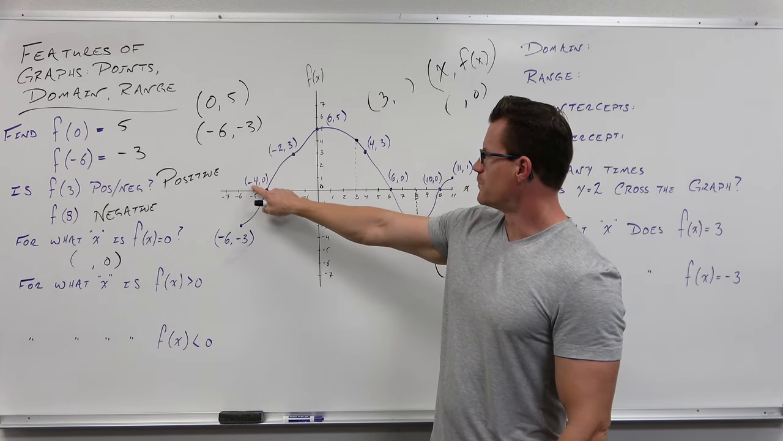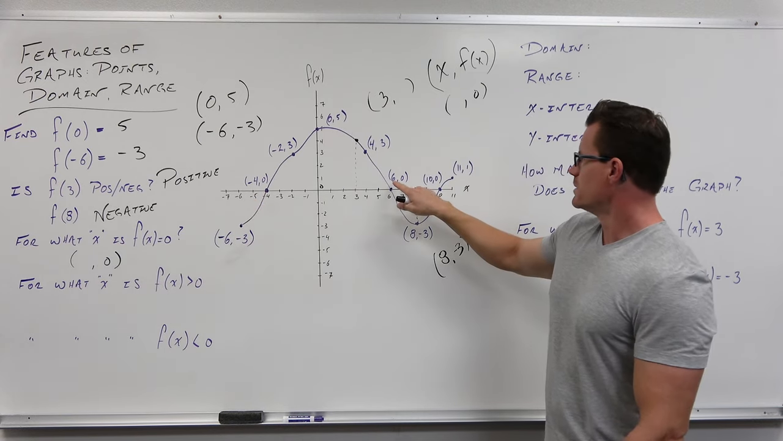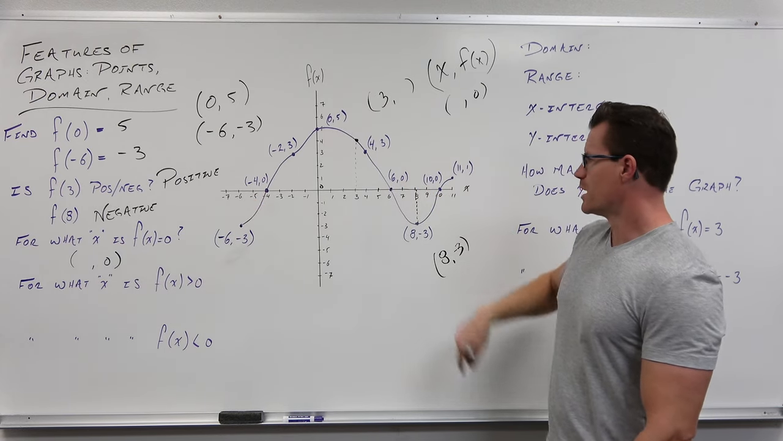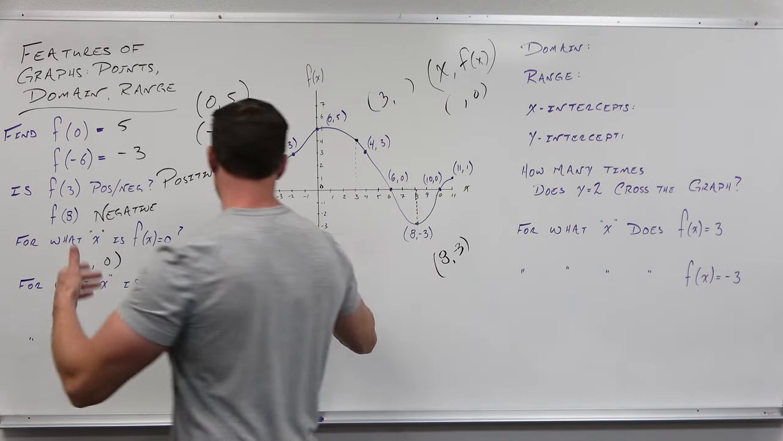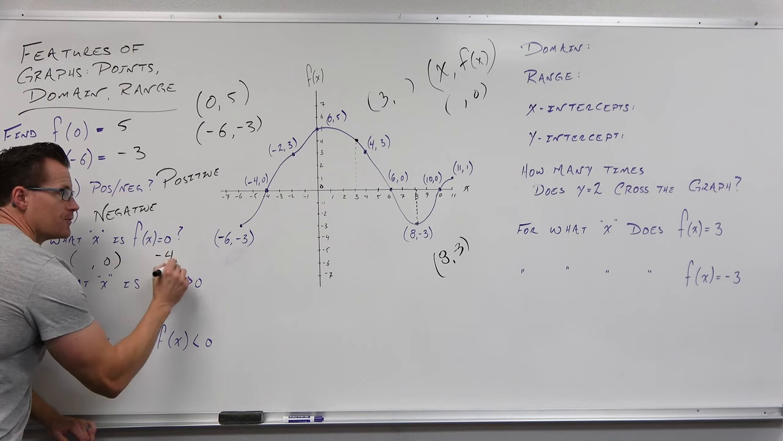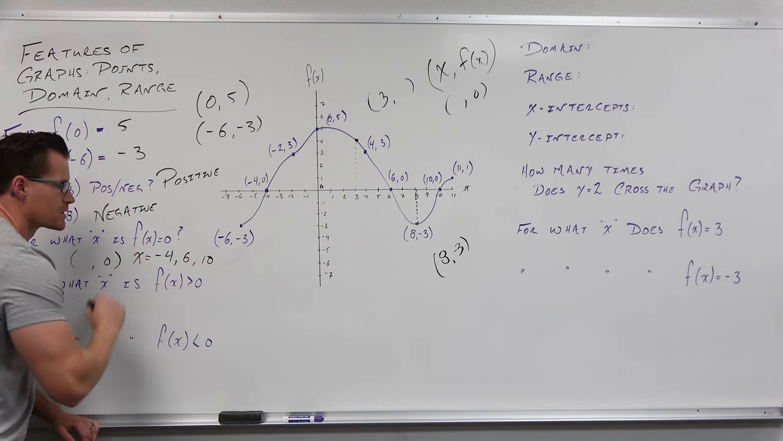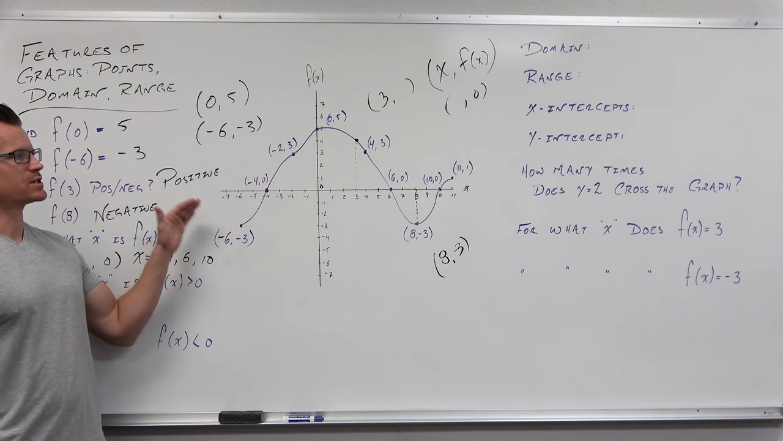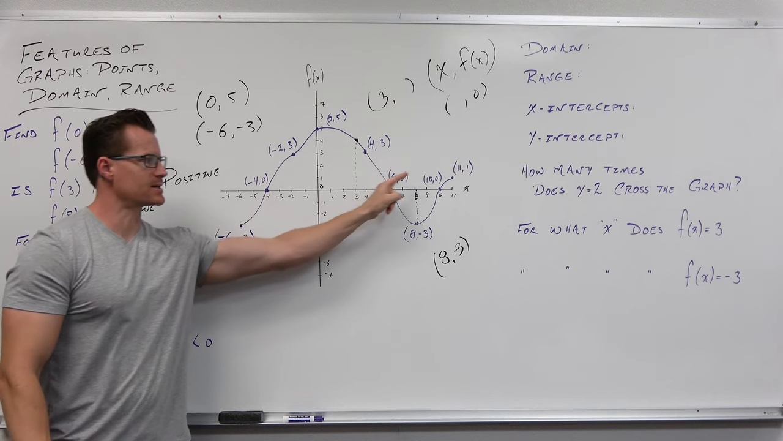We have negative 4 and output of 0. Hey, that's an x value where your output is 0. 6 where your output is 0, and 10 where your output is 0. So for what x's is this output 0? For what x's do we have x-intercepts? We'd say there's negative 4, 6, and 10. Those are the x values where we have an output of 0 on our graph. So we have this negative 4, that's on the x-axis, that has an output of 0, and 6 and 10.